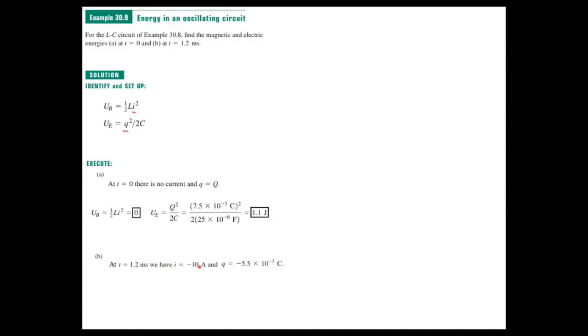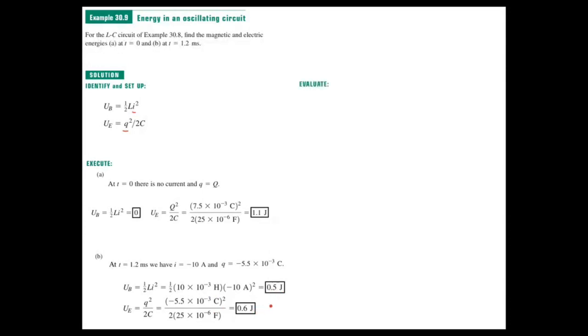In the previous example, the capacitor was initially charged with an EMF source and then tied across the inductor. So the initial current in the circuit is 0 and the charge is at its maximum value. So the energy of the inductor is 0, and we put in the charge that we found in that problem, and we get 1.1 joules for the energy of the capacitor. At 1.2 milliseconds, we have a current of minus 10 amps from the previous example and a charge of minus 5.5 times 10 to the minus 3 coulombs. So these values can be plugged into these two equations, as I'm doing here, and we get the energy of the inductor to be 0.5 joules and the energy of the capacitor is 0.6 joules.